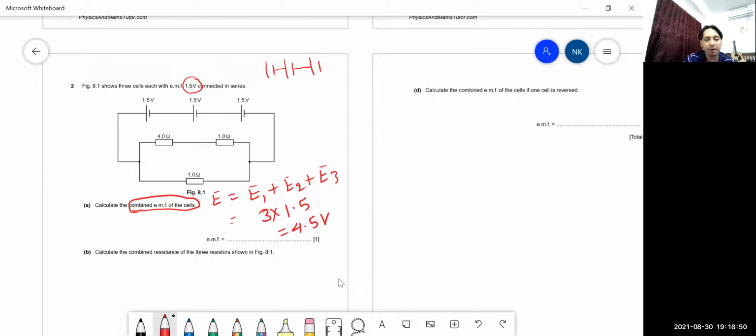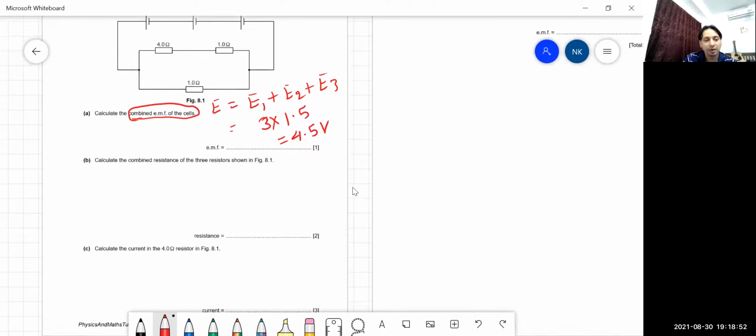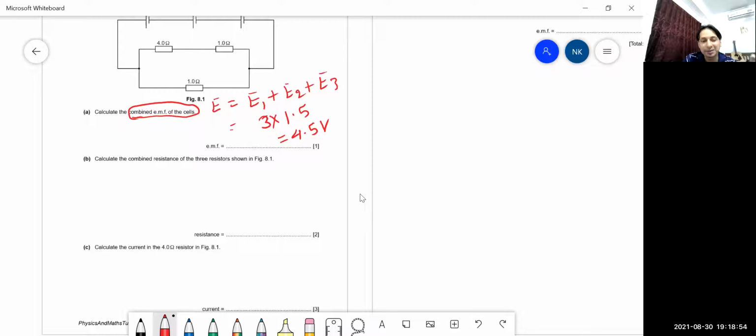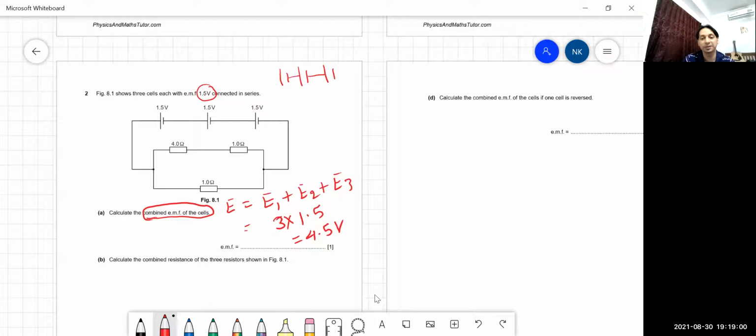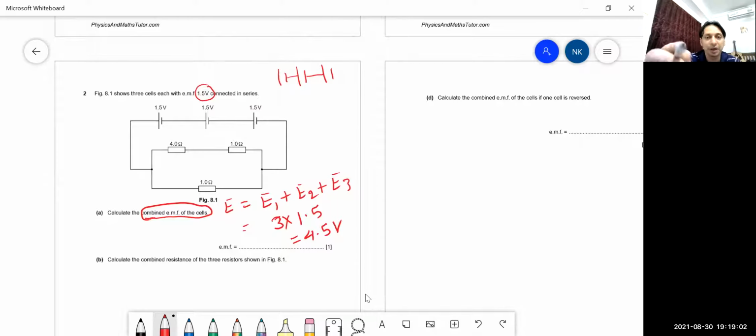Now in the B part, calculate the combined resistance of the 3 resistors shown in the diagram. So how will you start this part, children? Now this is resistance 1, this is resistance 2, and this is resistance 3.